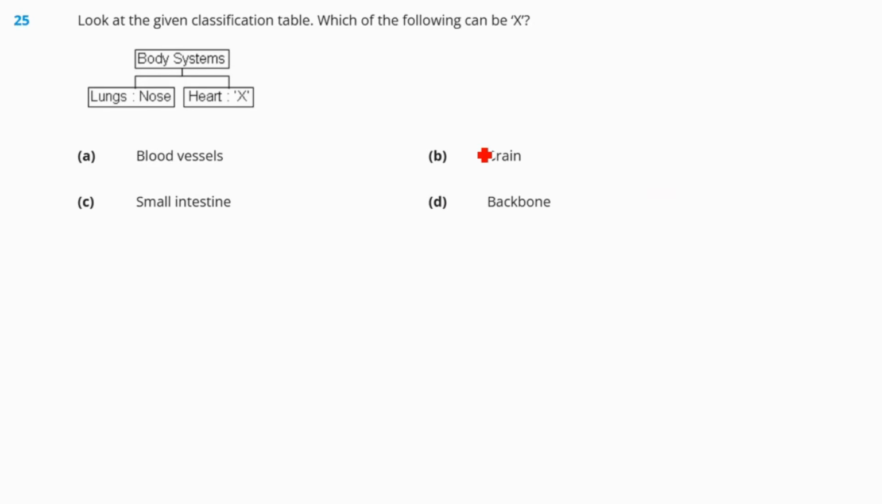Question number 25. Look at the given classification table. Which of the following can be X? Body system, lungs, nose, heart and X. So lungs is the organ and nose is a part of the respiratory system. And heart is the organ of the circulatory system, and the part of the circulatory system here is not the brain, not the backbone, not the small intestine, but the blood vessels. Right. So our correct answer is option number A.